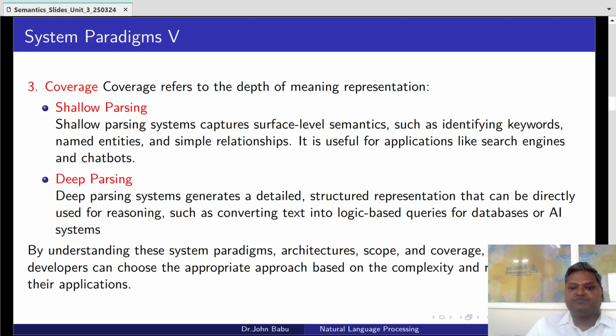So, by understanding these system paradigms, what are the three paradigms that we have seen? Architecture, scope, and coverage. In architecture, four categories: knowledge based or rule based, supervised, unsupervised, semi-supervised. In scope, we have domain dependent and domain independent. In coverage, shallow parsing and deep parsing. So we should be able to distinguish these. By understanding the paradigms, we can choose which approach to take for semantic representation or semantic parsing, which is also known as semantic role labeling.